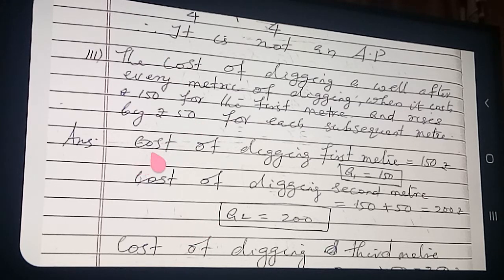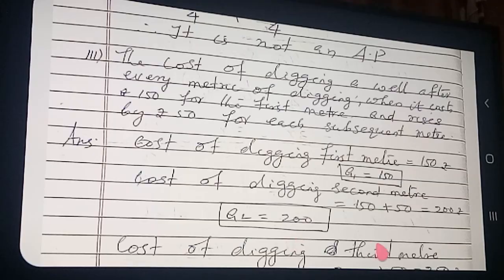Have you all started? Yes. See here. The cost of digging the first meter, how much is already given? 150 rupees. That means A1 is 150. And the cost of digging the second meter is equal to how much? 50 rupees increasing, no? So 150 plus 50, how much rupees will come? 200. So A2 is equal to 200. Clear?